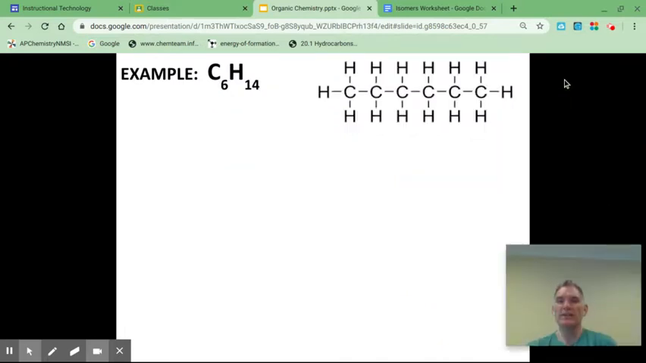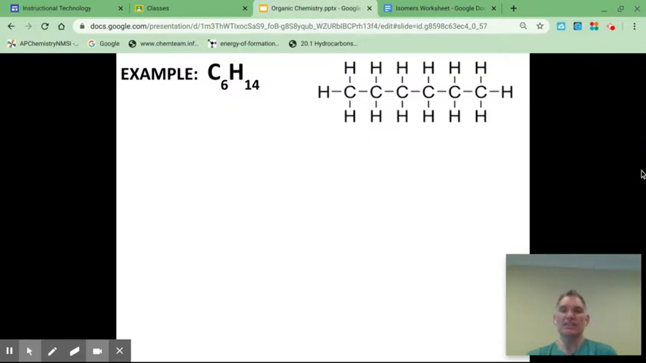Here we have C6H14. 1, 2, 3, 4, 5, 6 carbons, 3, 5, 7, 9, 11, 14 hydrogens. C6H14, 6 carbons, hex, they're all single. This is hexane. So now you should be getting into the rhythm and routine of this process.